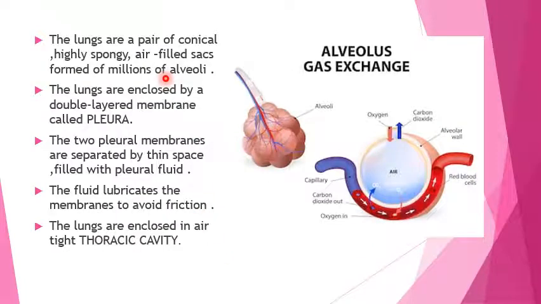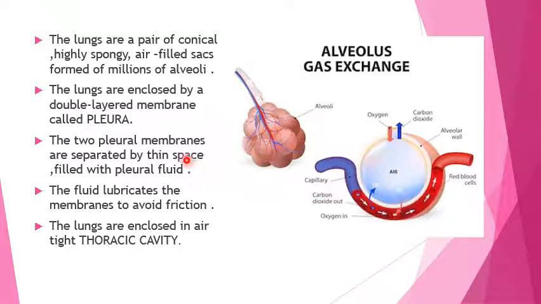So the lungs are a pair of conical, highly spongy, air-filled sacs formed of millions of alveoli. Here you can see the millions of alveoli, and these blue and red lines, or tubes, are known as the capillaries, surrounded by the blood vessels, the blood capillaries. So carbon dioxide goes out, oxygen comes in. That is the wall of the alveoli through which the exchange of gases takes place.